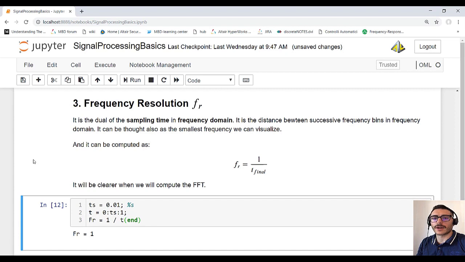If something about the frequency resolution is not clear, don't worry, because everything will be clearer when we compute the FFT. But we are going to do that in a dedicated video.